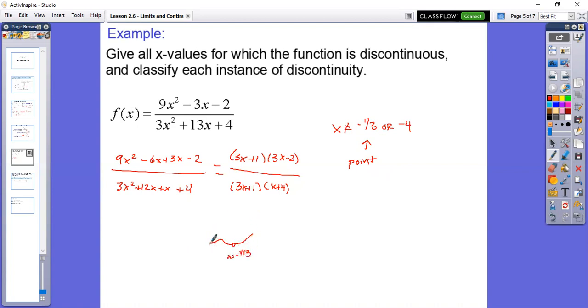If I keep going further to the left, there's going to be some kind of asymptote at x equals -4, because there is no factor that is also in the denominator to take care of that factor. So there's going to be an asymptote at x equals -4. So this is an infinite discontinuity, or unbounded, a point where the limit doesn't exist, so the function is discontinuous.